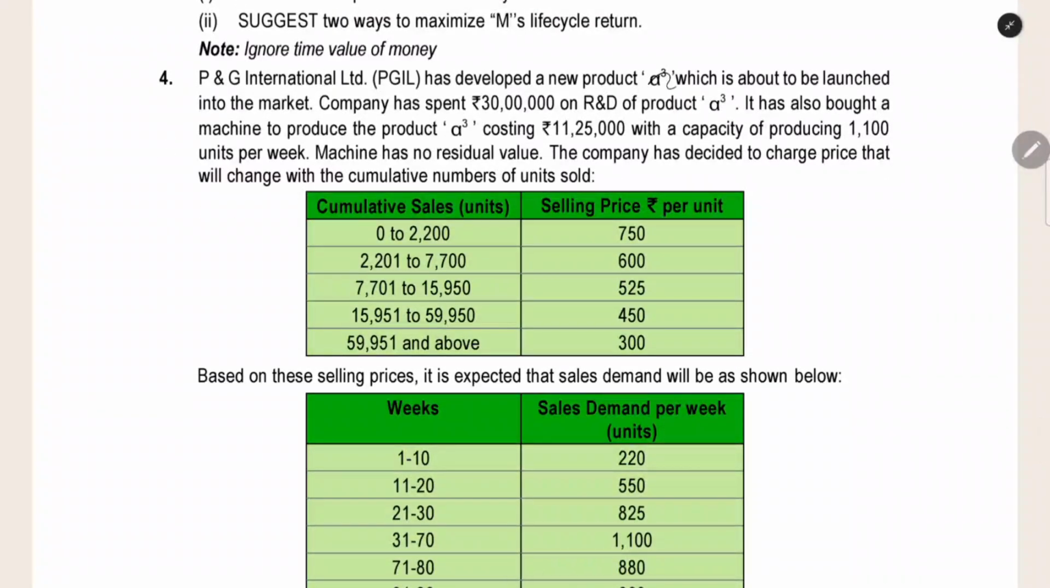The company has developed a new product which is about to be launched into the market. The company has spent 30 lakh on research and development. It has also bought a machine costing 11,25,000 to produce the product with a capacity of producing 1,100 units per week. For 1 week, it will produce 1,100 units. The machine has no residual value. There is no scrap value. The company has decided to charge the price that will change with the cumulative number of units sold.